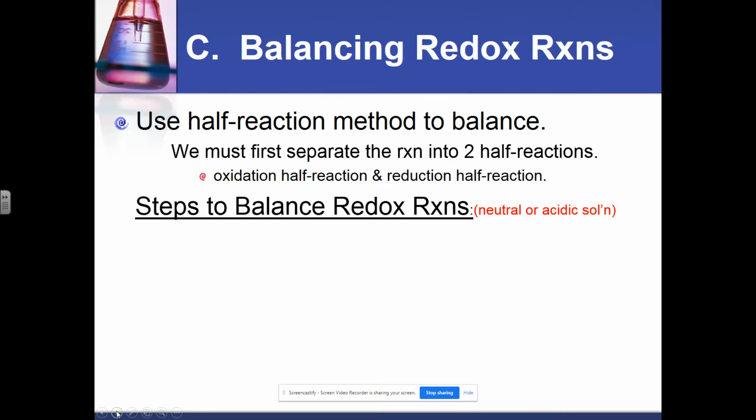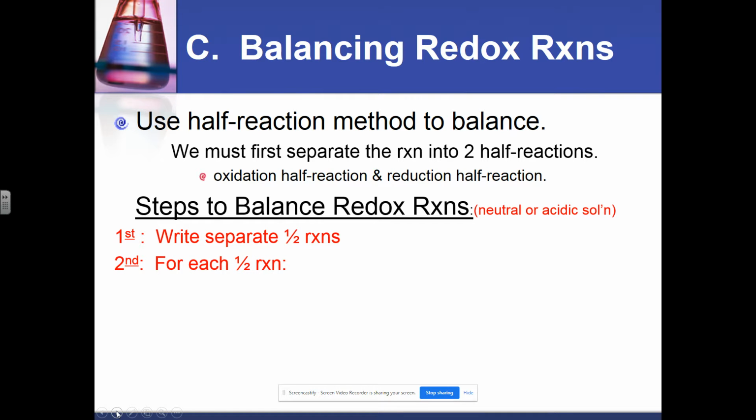Now there are several steps needed to balance a redox reaction, and in this lesson we're going to focus on how to balance the redox reaction if it is in a neutral or an acidic solution. First, you want to write your separate half reactions. There will be two half reactions. Again, one will be an oxidation half reaction and the other will be a reduction half reaction.